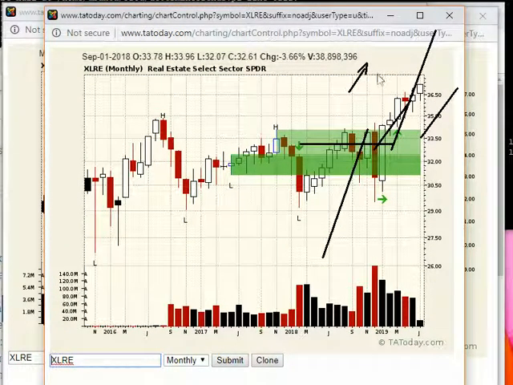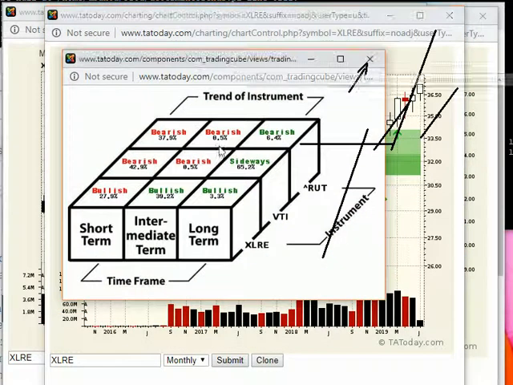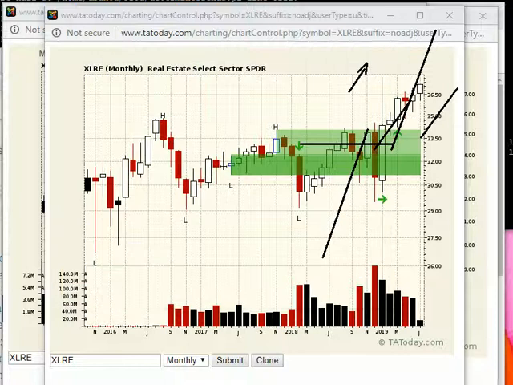So this thing is very strong, and we can see that on the cube. It's very strong, and it's still fairly young all the way across. And so there's nothing wrong with this sector. It's a sector to keep going back to, which is what we're doing.